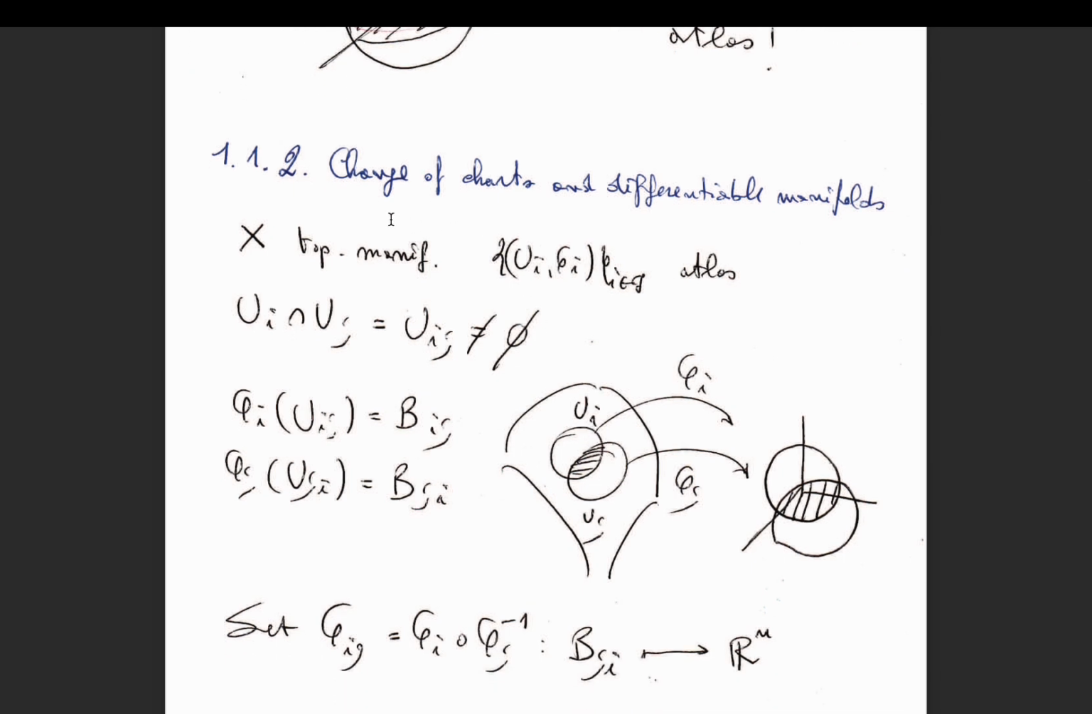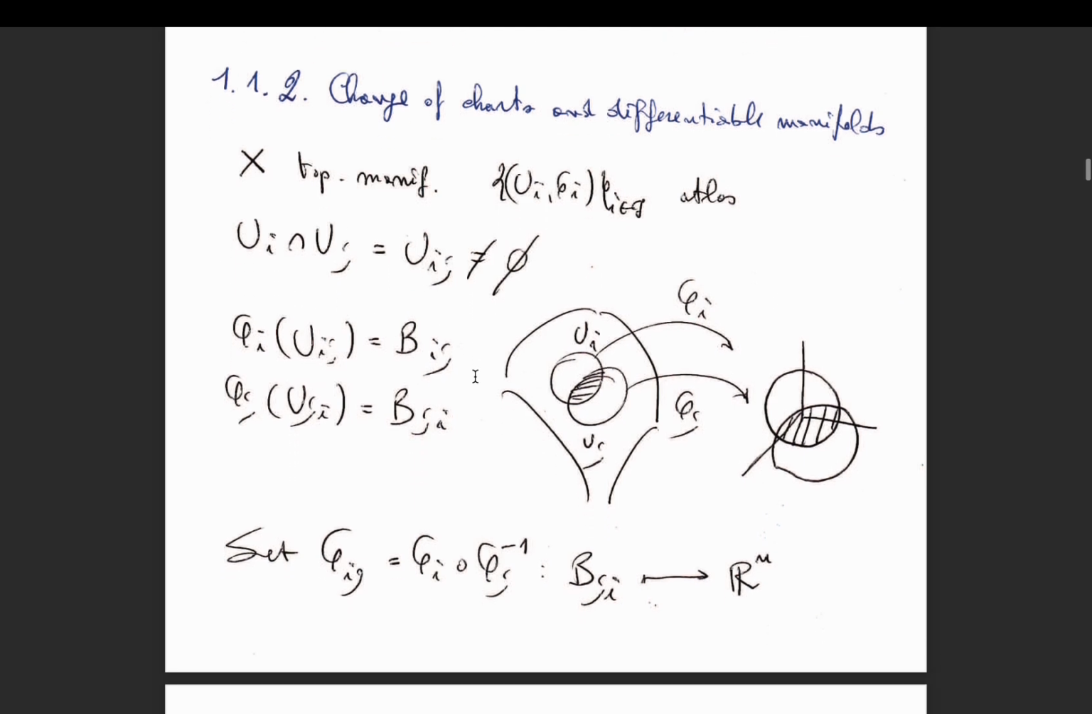Now we are almost ready to define what a differentiable manifold is. So let X be a topological manifold, and (U_i, phi_i) be an atlas for the topological manifold. Assume that there is a U_i and U_j with non-empty intersection, and set U_ij equal to U_i intersecting U_j.